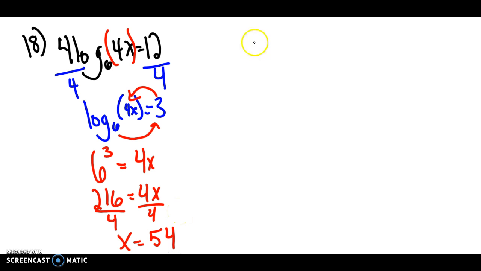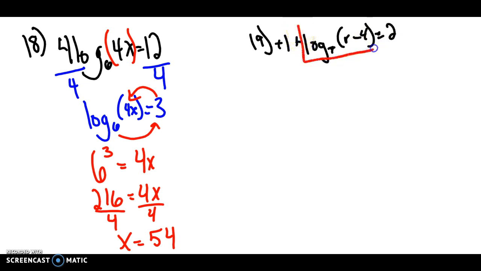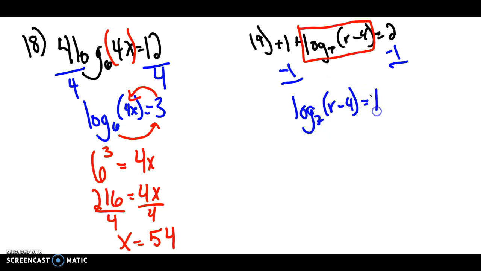For number 19, we have another log equation. It's positive 1 plus log base 7 of r minus 4 equals 2. So here is my log, and I need to get it by itself. To get it by itself, what's on the outside is a plus 1, so I'm going to subtract 1 from both sides. So log base 7 of r minus 4 equals 1.